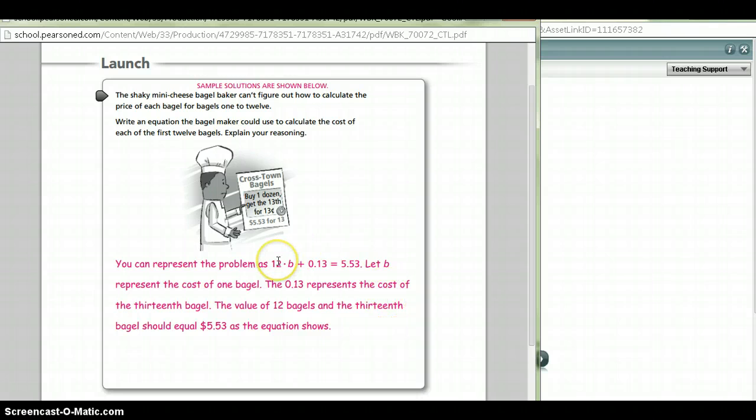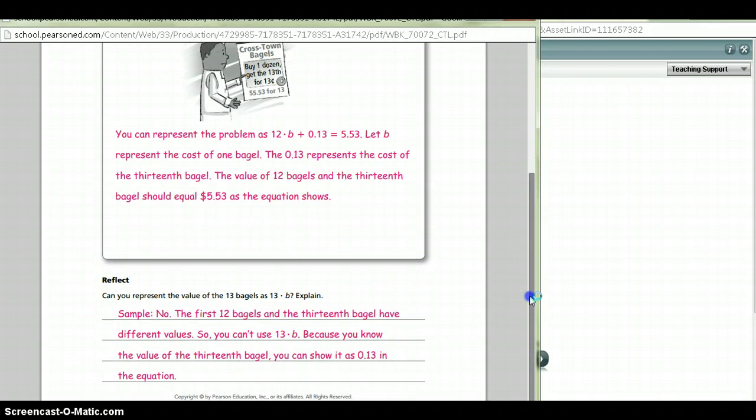So this is saying if we buy 12 at the cost of a bagel, what's it going to cost for those 12 plus the 13th one is 13 cents, which is going to be a total of $5.53. So then we come and we will reflect on it, and remember this can be a different explanation, but the same idea. The first 12 bagels and the 13th bagel have different values.